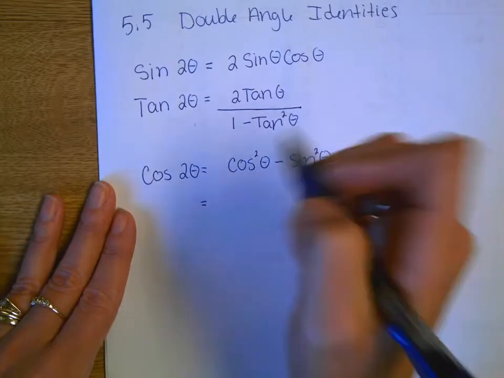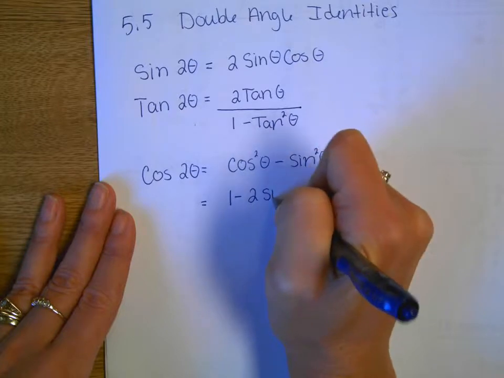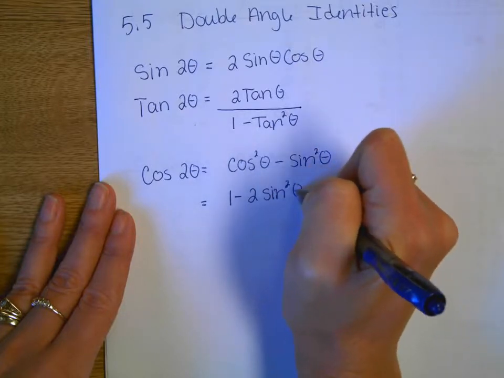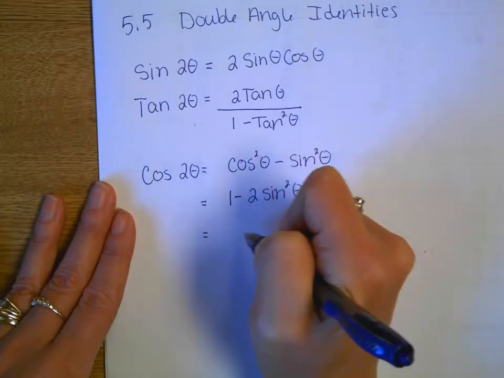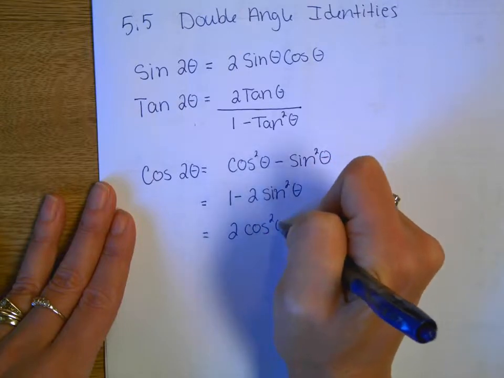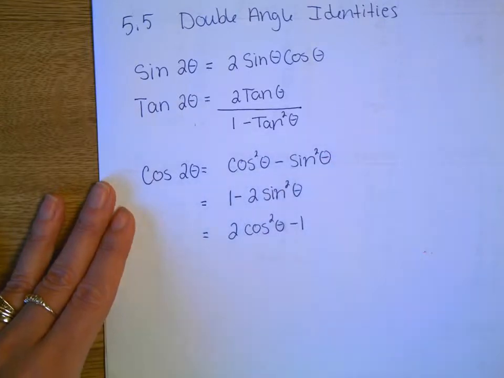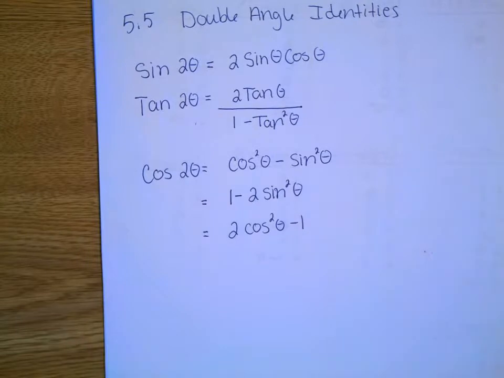Or it would simplify to 1 minus 2 sine squared of the angle. And the third version is 2 cosine squared minus 1. So cosine has 3 different options. They all come out to be the same thing, like we can name those 3. I'll show you when you can and when you can't.